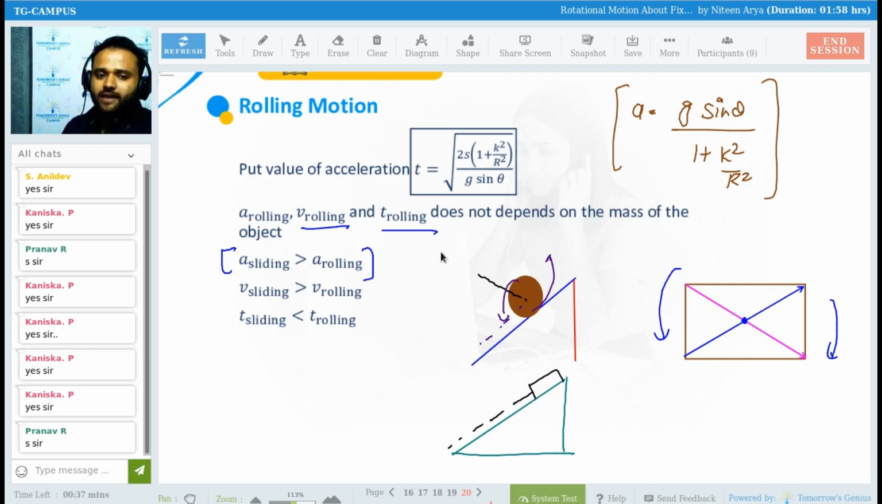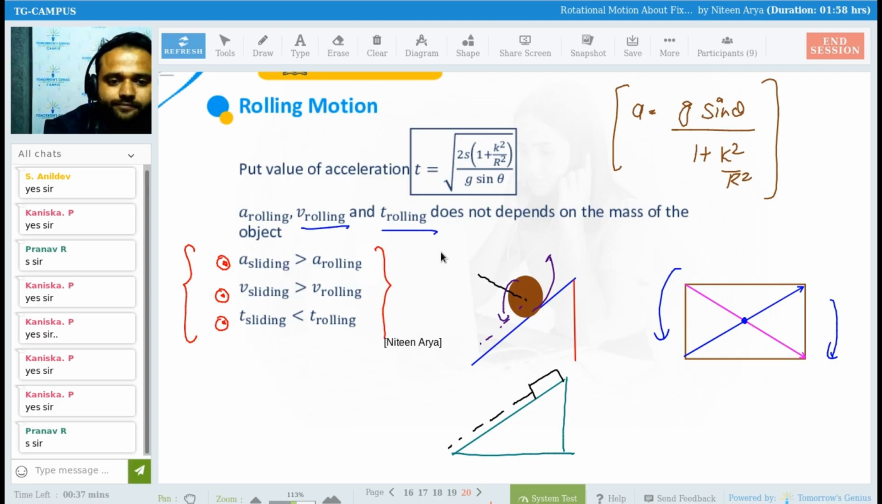Clear? So obviously, the acceleration of sliding is going to be more than the acceleration of rolling. The velocity of sliding is going to be more than the velocity of rolling. And the time of sliding is going to be lesser, because if acceleration and velocity are going to be higher, the time is going to be lesser. Clear? This one is important. Is this clear, beta?